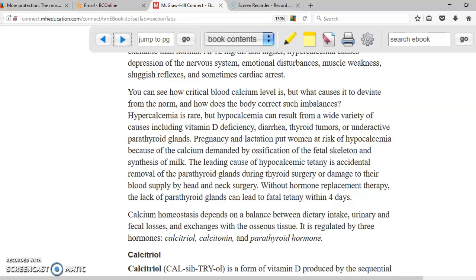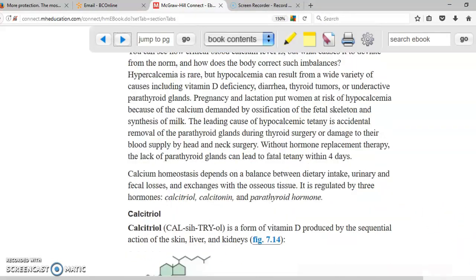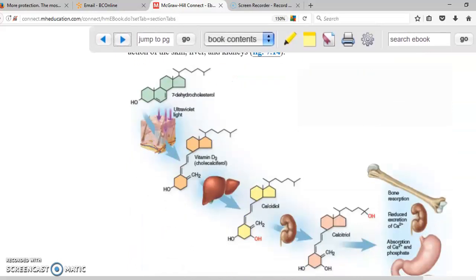Well, in that case, your body is going to use different hormones as well as a vitamin. The vitamin is calcitriol. Calcitriol is basically vitamin D. Vitamin D, as you can see here, needs 3 steps. One step is at the level of your skin, the other one is at the level of your liver, and the other one is at the level of your kidneys. So you need 3 different organs in order to have normal amounts of vitamin D.